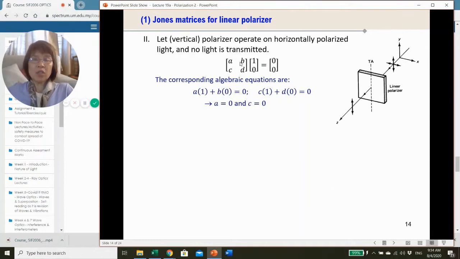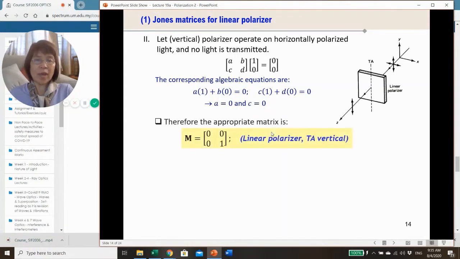So for this, what we do is we allow a horizontally polarized light to pass through this linear polarizer with transmission axis vertical. Then we will get nothing. So when we represent the horizontally polarized light by the vector (1, 0), what we get is nothing, so it's (0, 0). No light passes through. So then we write out the algebraic equation that represents this. We will find that A will be equal to 0 and C will be equal to 0.